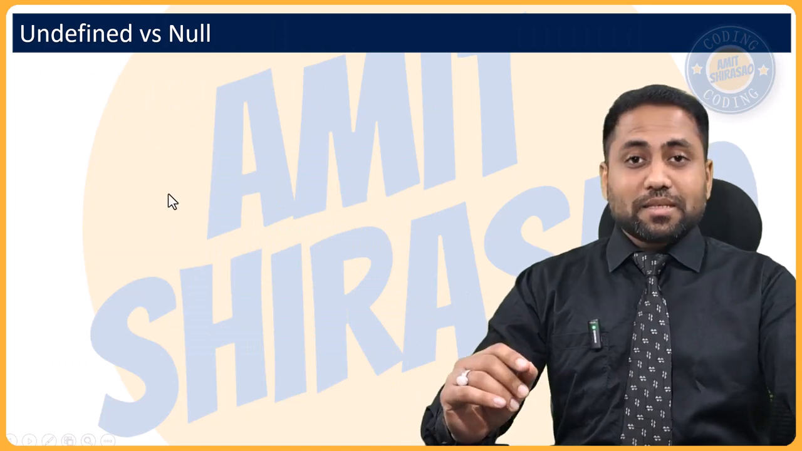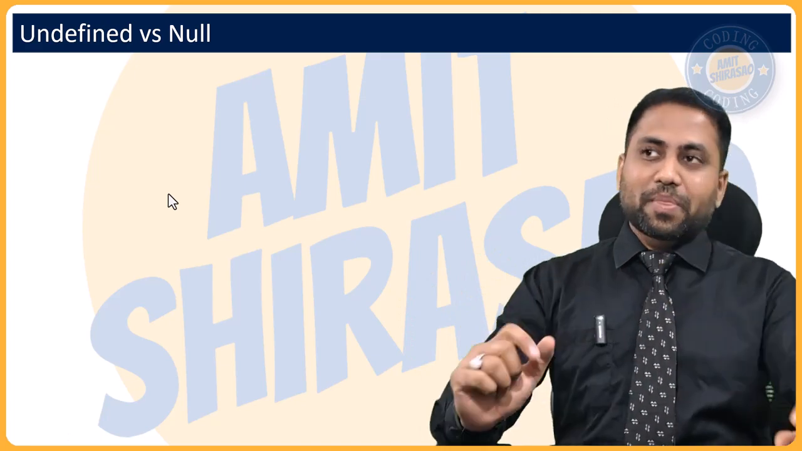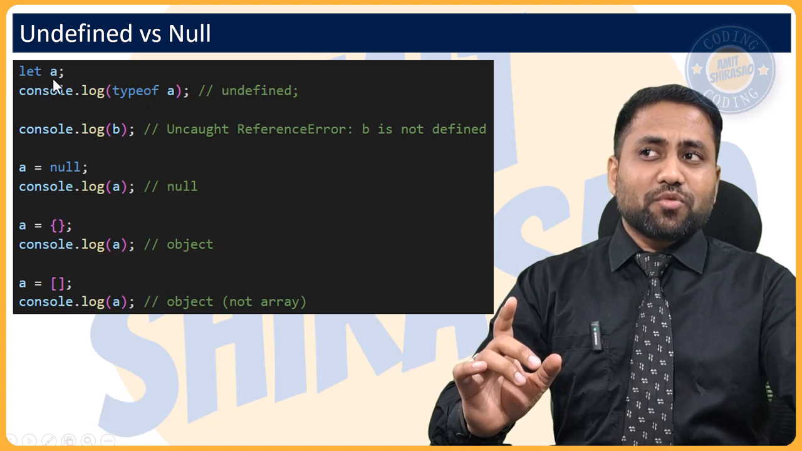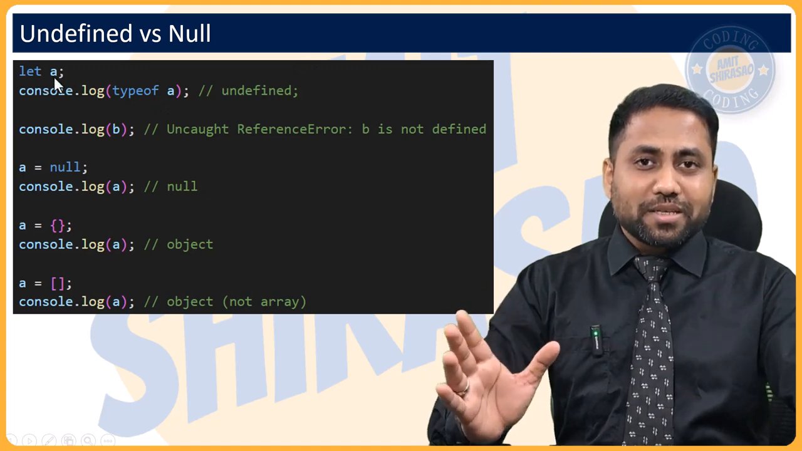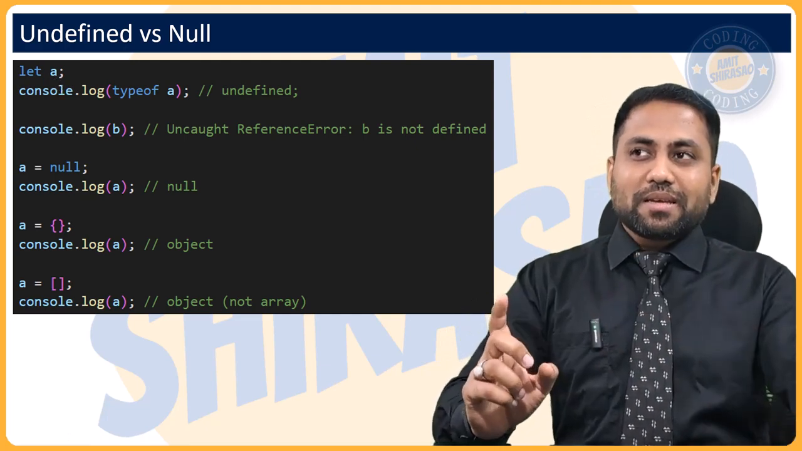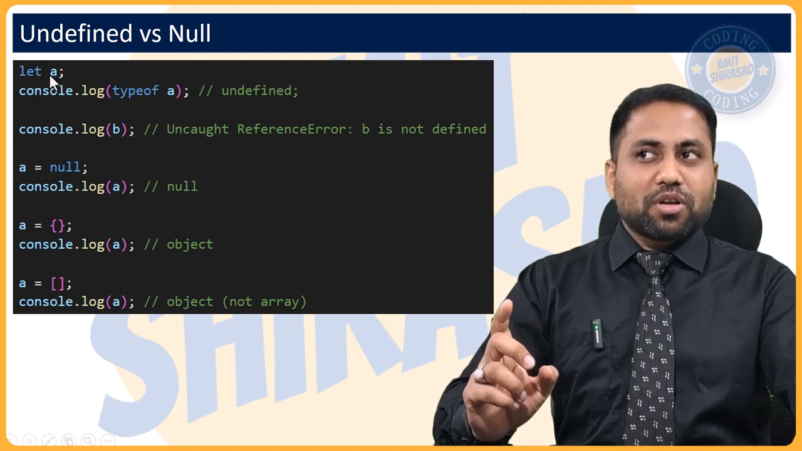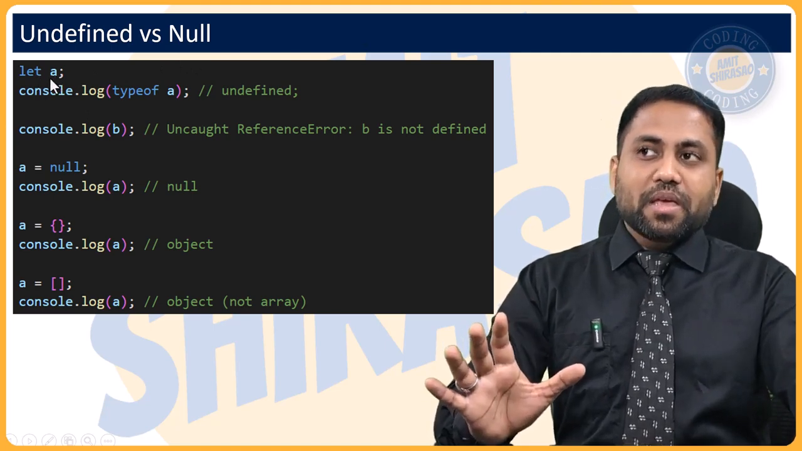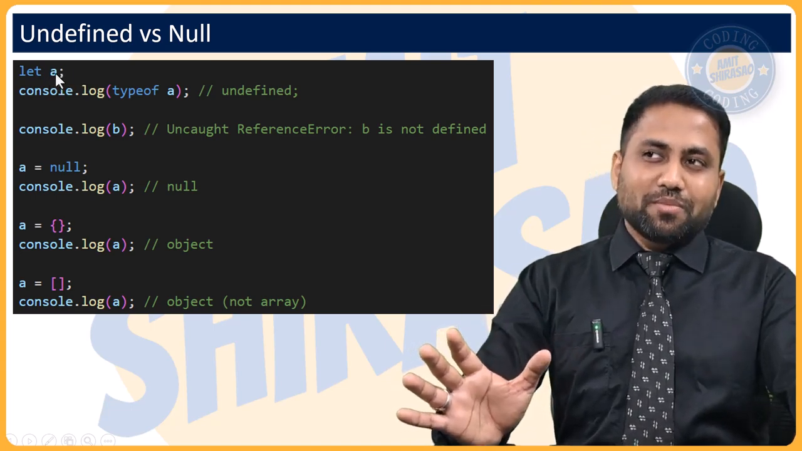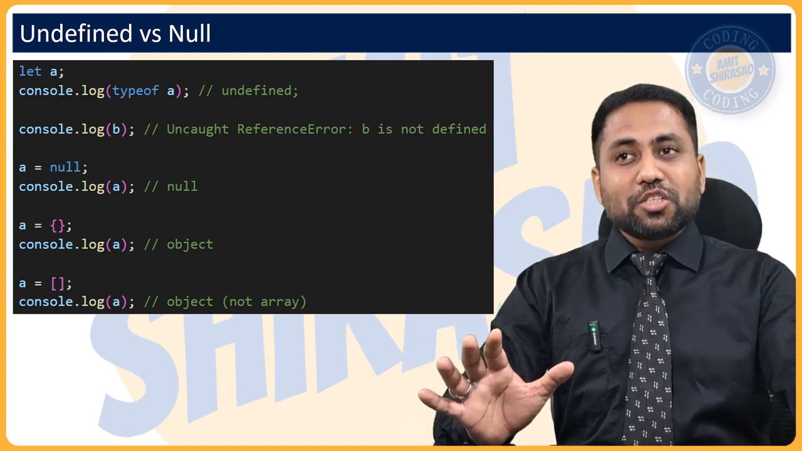Then this is again an interview question. What is the difference between undefined and null? Undefined means a variable is not defined, I have only declared it. I haven't assigned any value to it. Declaring a variable means saying let a, or var a, that is declaring. And initialization means you assign some value to it, means you say a is equal to 1. That is assignment or initialization.